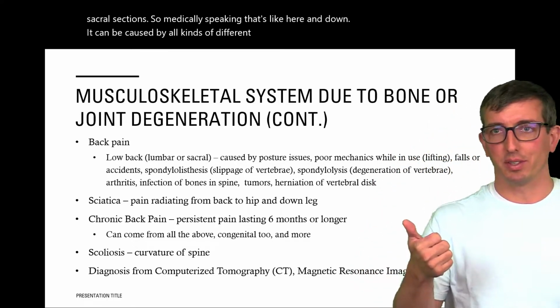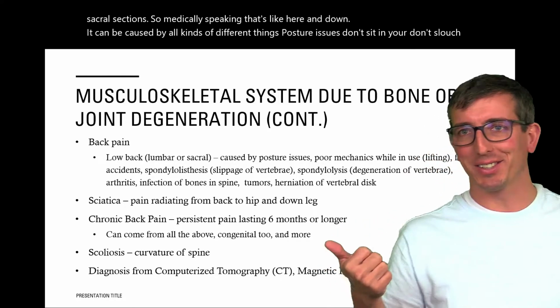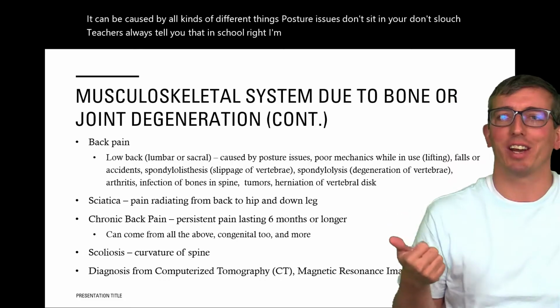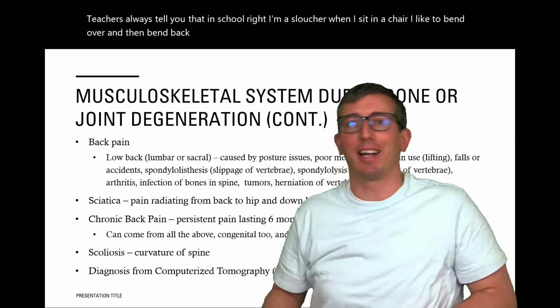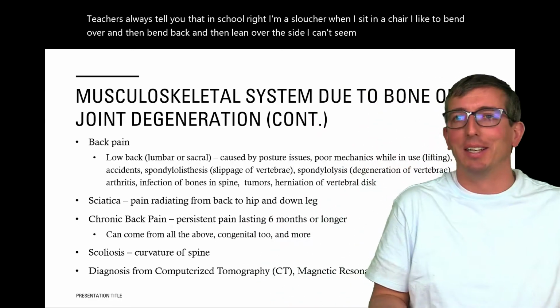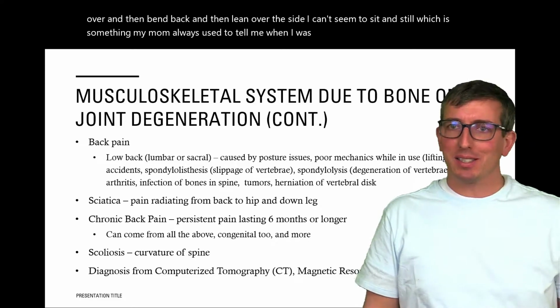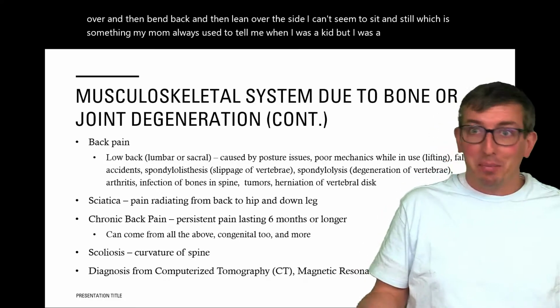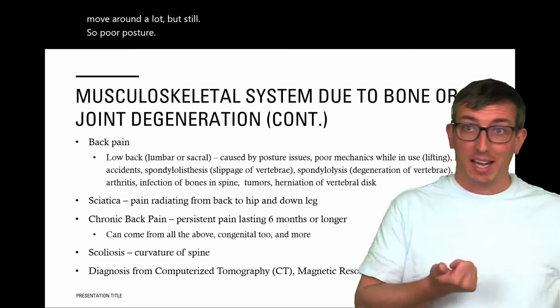Posture issues, don't slouch. Teachers always tell you that in school, right? I'm a sloucher. When I sit in a chair, I like to bend over and then bend back and then lean over the side. I can't seem to sit still, which is something my mom always used to tell me when I was a kid. But I was a sloucher. At least I move around a lot, but still. So poor posture. Poor mechanics.